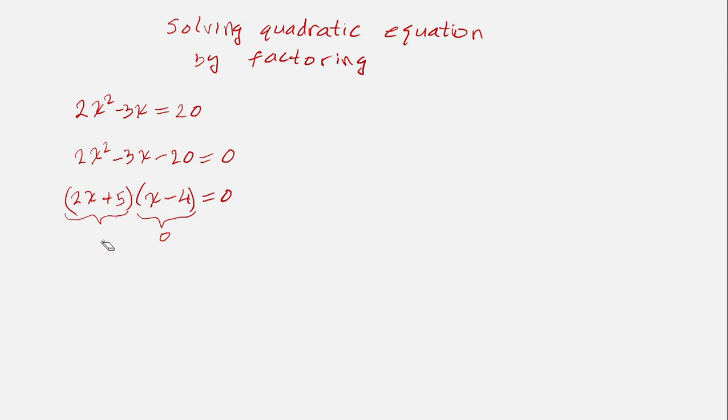And finding zeros is actually finding solutions, finding the roots. So let's equal each of these factors to 0. So 2x plus 5 equal to 0, and then we have x minus 4 equal to 0. Here we move 5 to the other side, and then we divide by 2. So x is equal to negative 5 over 2, negative 5 halves.